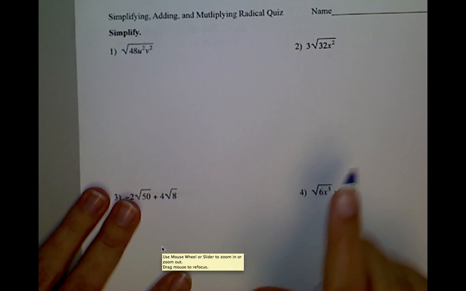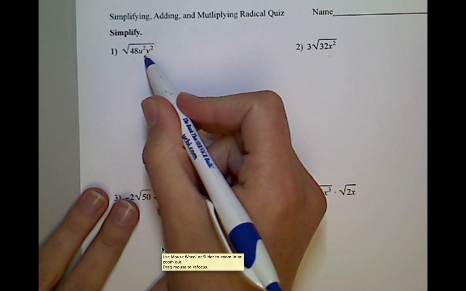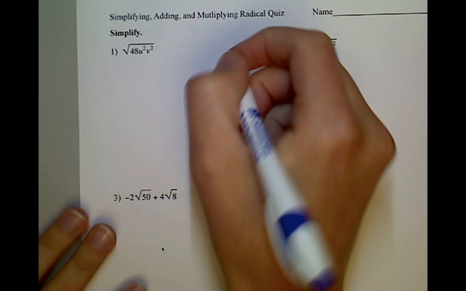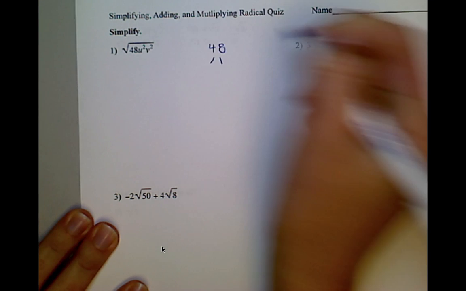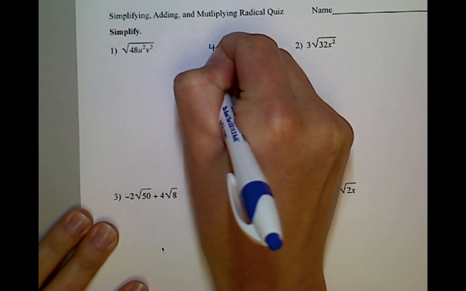So looking at this, simplify. Okay, we're going to simplify this. Step 1 is to make a prime factorization tree. So we're going to see what goes into 48. I know 48 is even, so you can cut it in half.